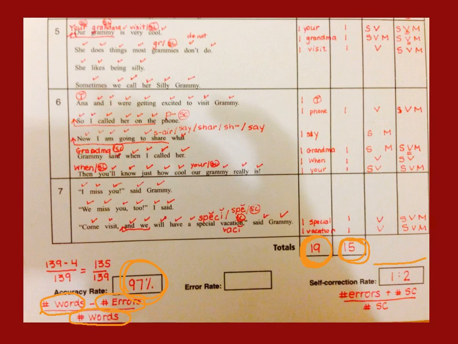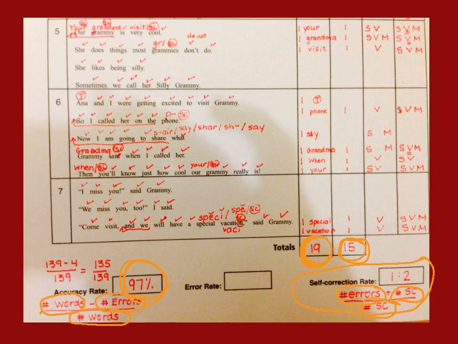To figure out the self-correction rate over here, you take the number of errors, and she had 4 errors, and then we add them to our number of self-corrections, and then you divide by the self-corrections, and it comes out really close to 1-to-1. Out of 19 errors, she fixed 15. So it's somewhere in between 1 out of every 2 words she fixes. It's actually 1 out of every 1 point something. So in this case, we know she's self-correcting a lot, and that's good. We want them thinking about, does it look right, does it sound right, does it make sense? And that's how you do a running record and you calculate it.